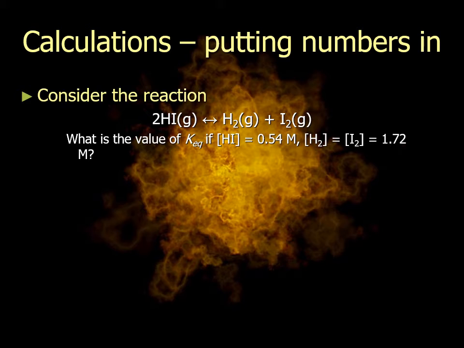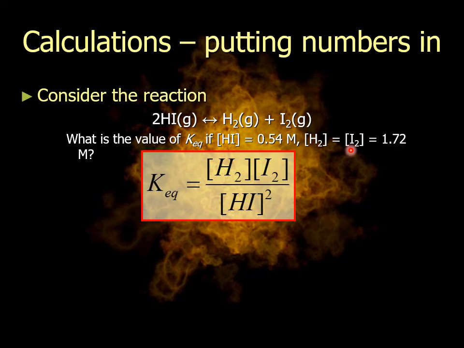So let's look at a typical example. In this reaction, we got 2HI on the left and H2 and I2 on the right. You're asked to determine what K is given the following concentrations as shown. So your first task will be to write the expression for K. Remember, it's products over reactants, HI squared.